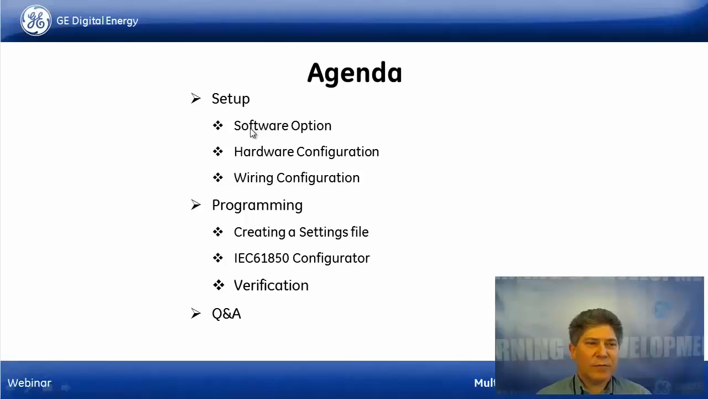Our agenda: first we'll review the software option that's required for 61850 communications. We'll look at the hardware configuration that we're going to be using and the wiring configuration. After that, we'll go into the programming. I'll show you how to create a settings file, how to use the IEC 61850 configurator, and how to write the settings back into the relay, and we'll do a verification check to verify the Goose messaging.